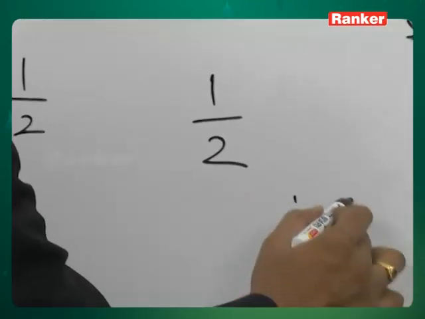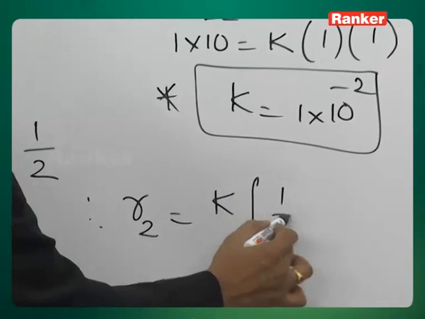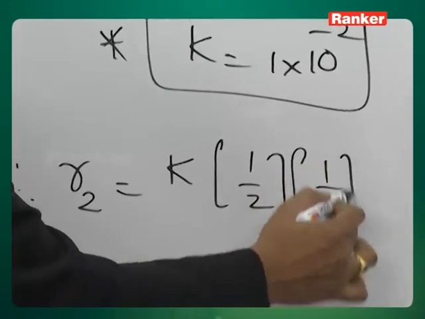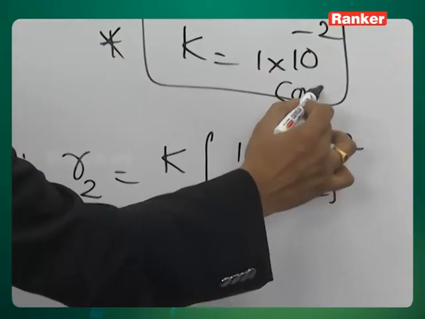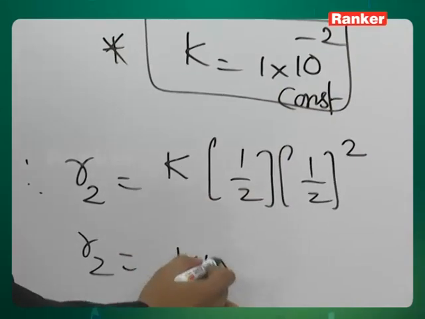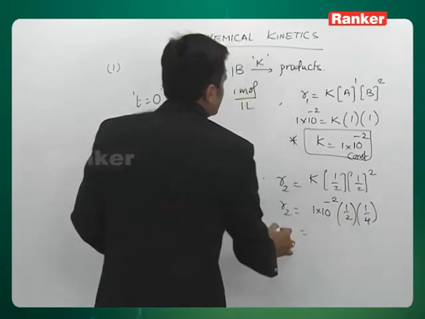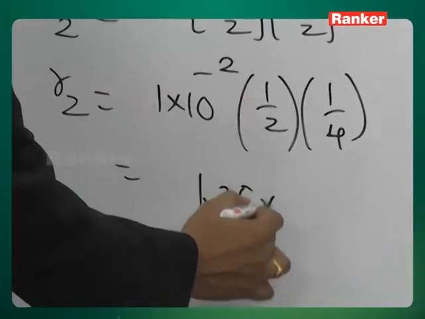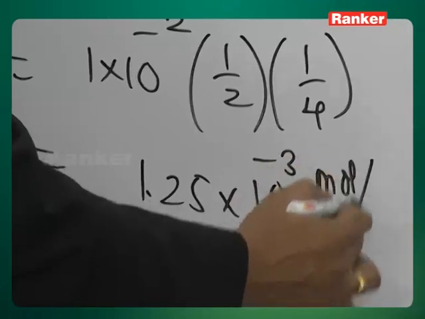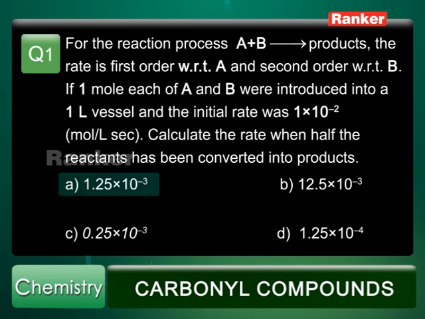So, in this case, the order here is 1 and here it is 2, but the rate constant does not change; the concentrations have changed, the orders do not change. What I mean to say is the final rate, when you substitute the K, which is going to remain constant as it is the rate constant, and the values, you are going to get 1.25 into 10 to the power minus 3 mole per liter per second. This is the final rate of the reaction when half of the reactants had been converted into products.